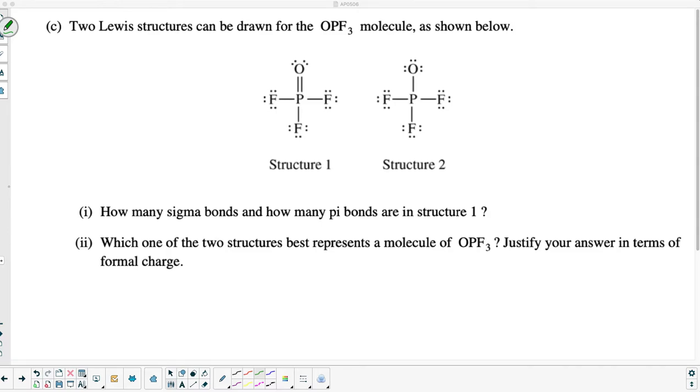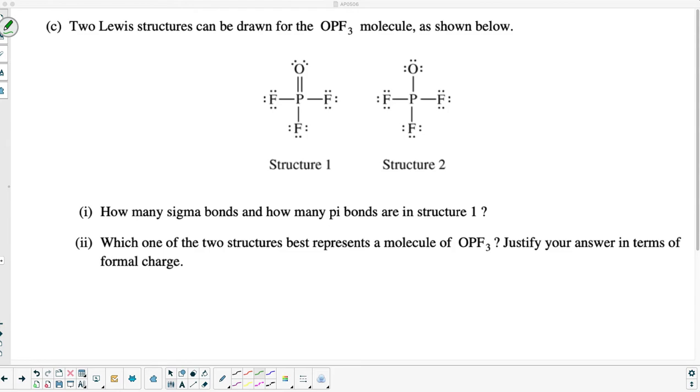Last part, part C of the AP0506 practice problem. Two Lewis structures can be drawn for OPF3. You see them there, structure 1, structure 2, molecules shown below. How many sigma bonds and how many pi bonds are in structure 1? This couldn't be easier, okay?